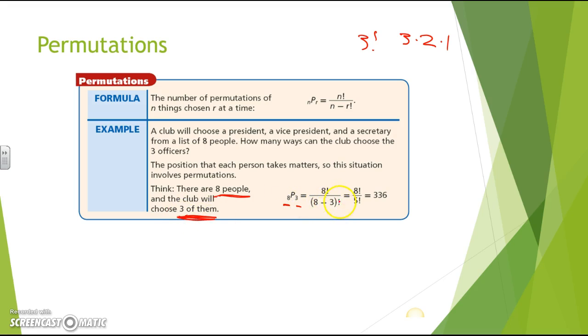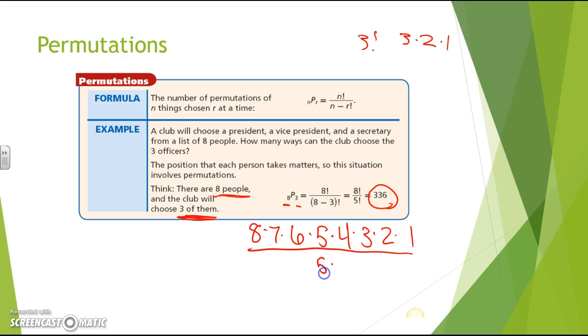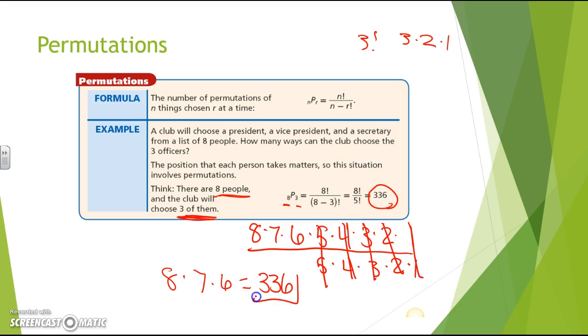So we have 8 factorial over 8 minus 3 factorial. 8 minus 3 is 5, so we have 8 factorial over 5 factorial, which gives me 336. How did they get that? Well, they did 8 times 7 times 6 times 5 times 4 times 3 times 2 times 1 over 5 times 4 times 3 times 2 times 1. 5 over 5 cancels, 4 over 4 cancels, 3 over 3 cancels, 2 over 2, 1 over 1. They all cancel out, so what you're really left with is 8 times 7 times 6, which gives me 336 for my answer.